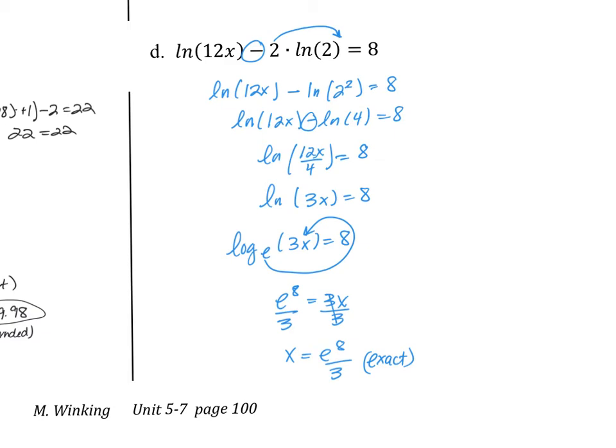All right. So we're going to check. And when I check this, I get ln of 12 e to the 8 over 3 minus 2 ln of 2. Does this equal 8? We're checking. Okay. So when I put this in my calculator, I do get that 8 is equal to 8. And please ensure that you are actually checking it, because there will be problems where they don't equal. Okay. Alrighty.